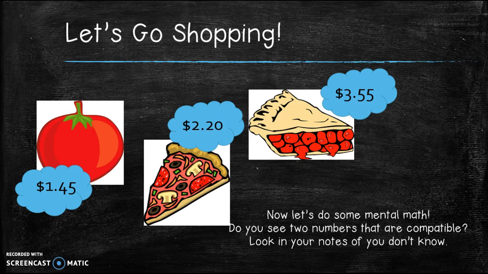Now let's do some mental math. Do you see 2 numbers that are compatible? Look in your notes if you don't remember what compatible numbers are. So which 2 food prices have compatible numbers? That means 2 numbers we can easily add together in our head.